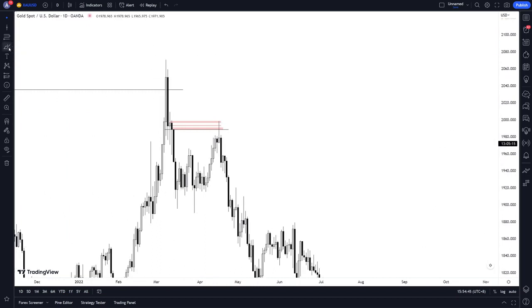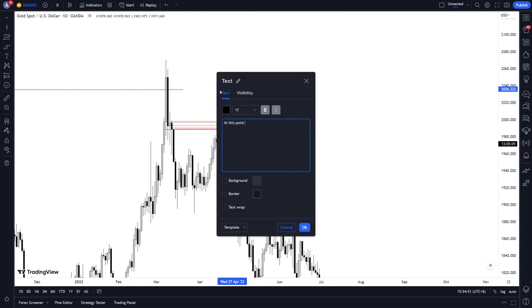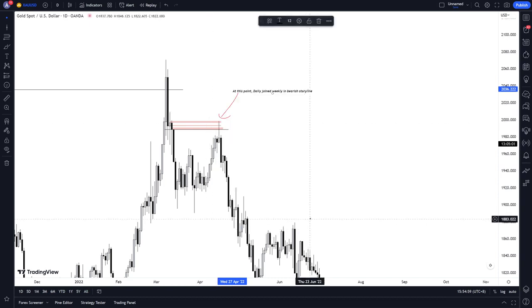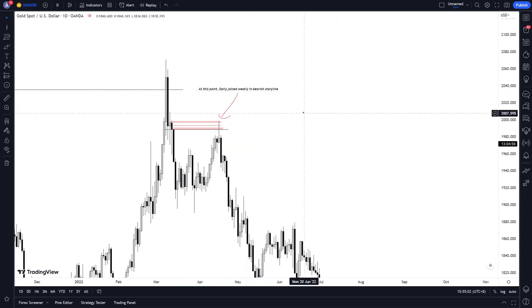at this point, daily joined weekly in bearish. That's it. At this point, the daily joined weekly in the bearish storyline. And so what does that mean? That means that we can enter from H4s, although I don't personally like doing that, but according to the rules, you absolutely can. There's nothing wrong with it. I don't like to do it, but according to the rules, nothing wrong whatsoever. So at this point, daily joined weekly in the bearish storyline. Okay, and that means that weekly and daily are bearish.